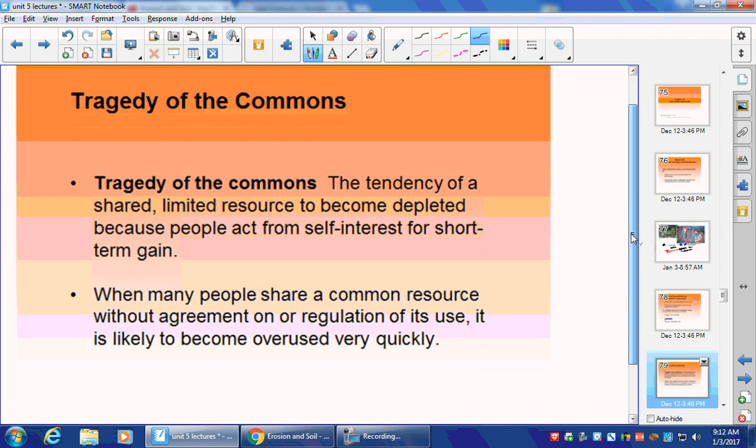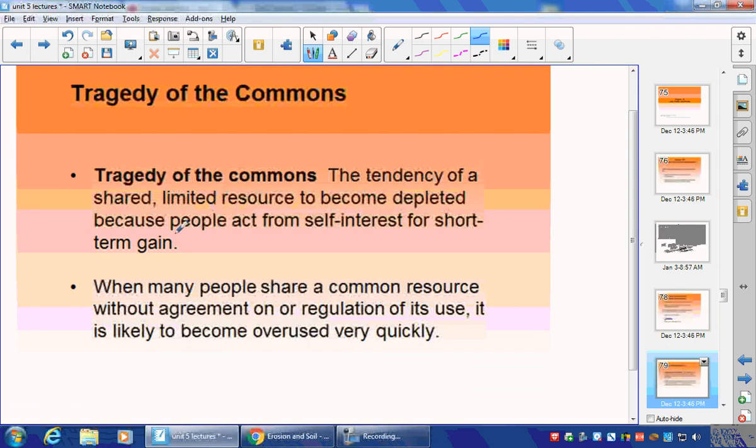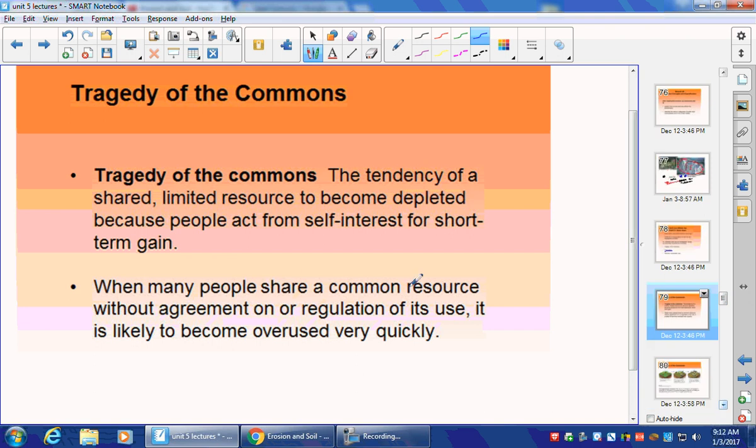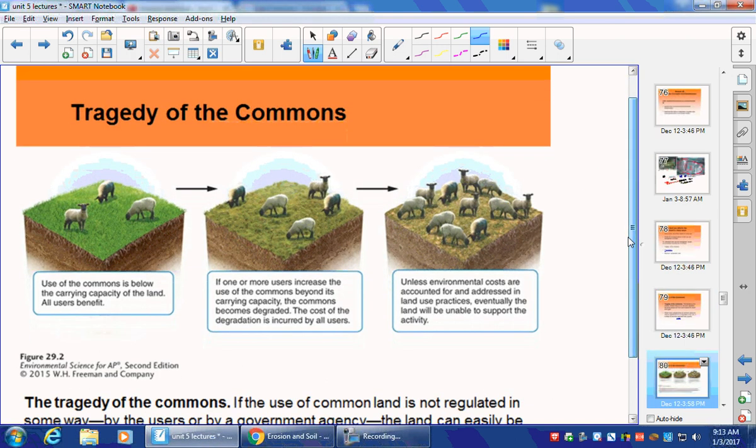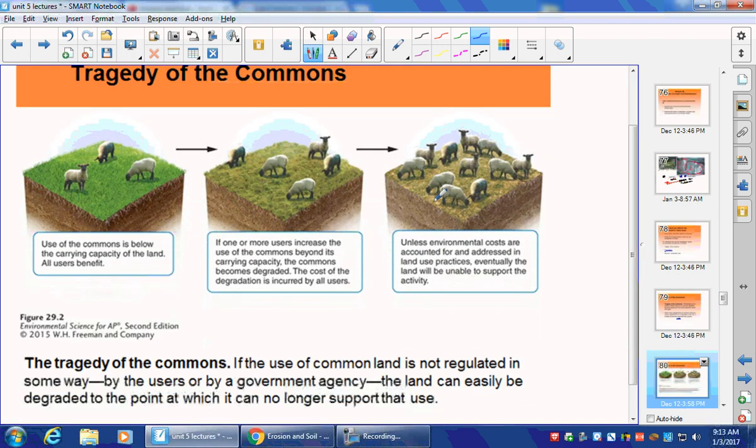Tragedy of the commons was talked about. Shared limited resources become depleted because everybody acts out of self-interest and short-term gain. When people share a common resource without any sort of regulation, it is likely to be overused quickly. And usually we have a classic story of cattle on grazing land, right? So they overeat everything. Okay, so here it is right here. Right, so over time, you notice this nice lush green grass is now completely brown.